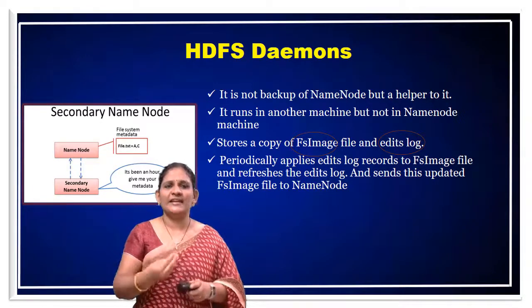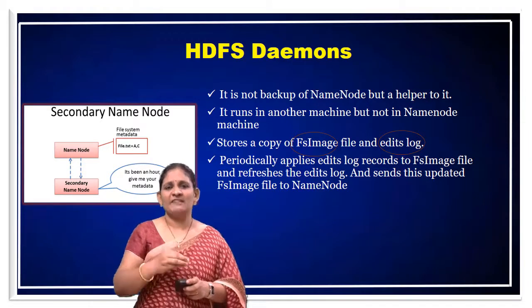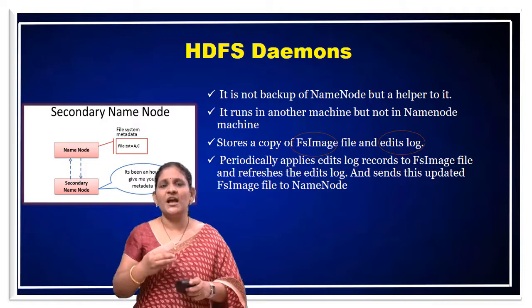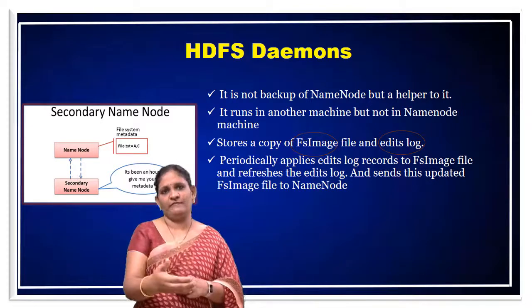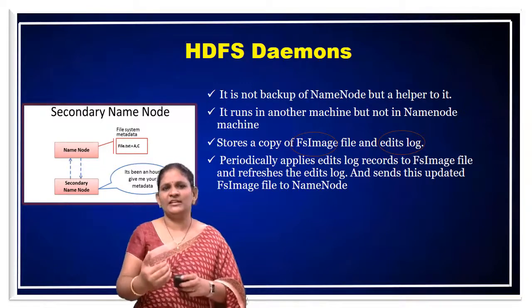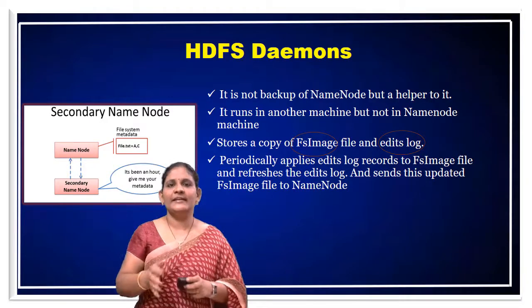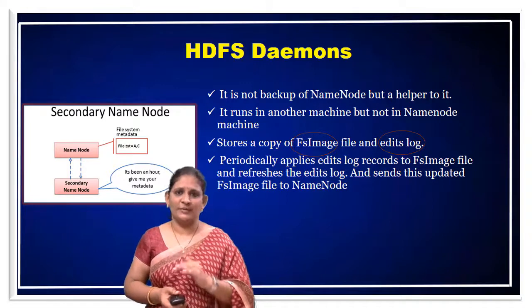This will be done periodically, either every 1 hour or 2 hours. Likewise, the FS image file will get merged with the log file. Once the secondary name node merges the log data into the FS image file, the log file will get refreshed, meaning the data in it won't be there. It will be deleted, and a fresh edit log file will be there with the name node.